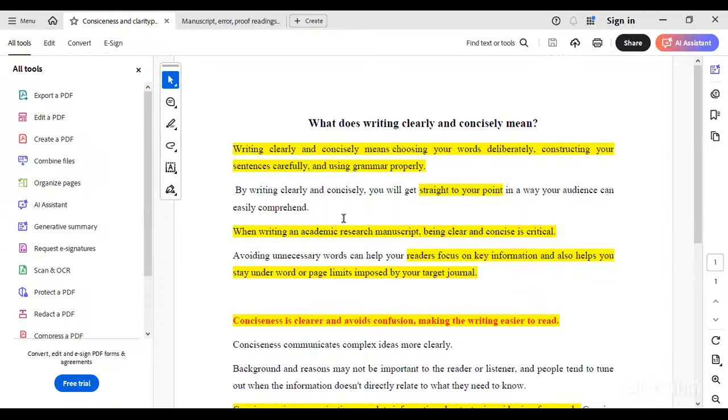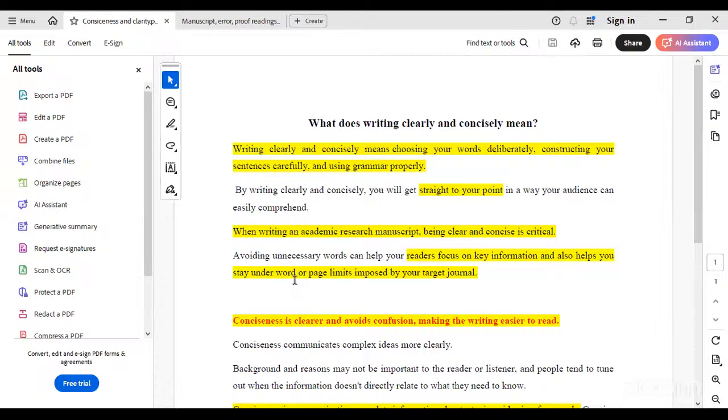By writing concisely, you will get straight to the point. Why are we going straight to the point? So that the scientific community can be attracted and can get benefit from it. When writing an academic research manuscript, being clear and concise is critical. We should be clear that this is the main point. Avoiding unnecessary words helps your reader focus on key information and also helps you stay under the word or page limit imposed by your target journal. Sometimes research journals restrict you. Previously, I gave you the example of results.